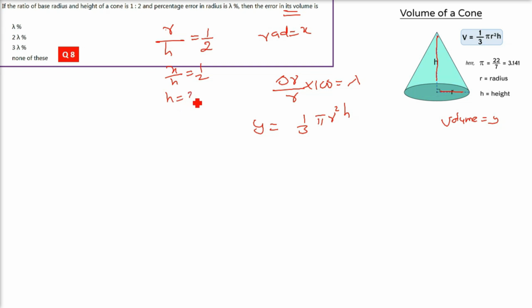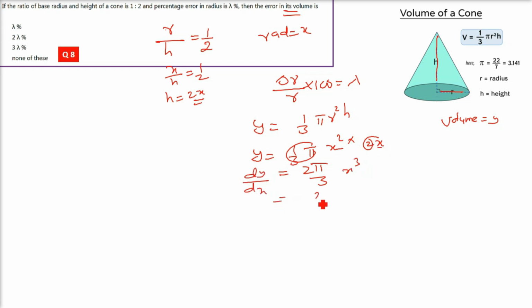Because we need to eliminate either r or h, or have them in one term. So 1/3 pi, you have this x square, and this height will be 2x. So you have pi by 3, 2 coming here, 2 pi by 3, x square into x is going to be x cube. Please remember, this is our final y.